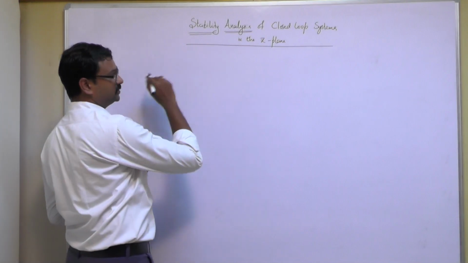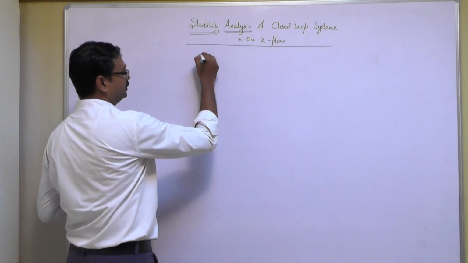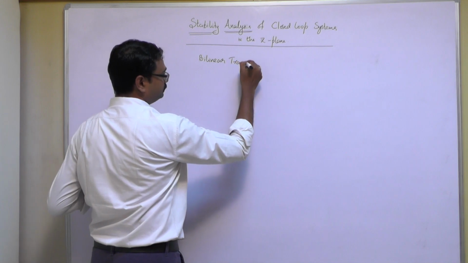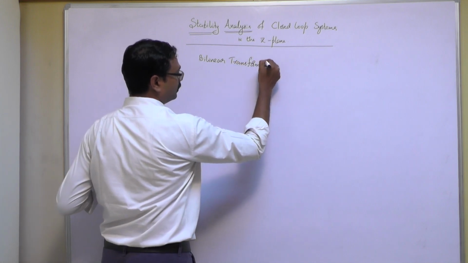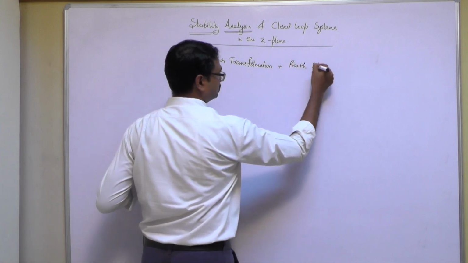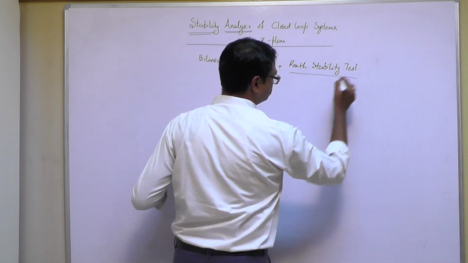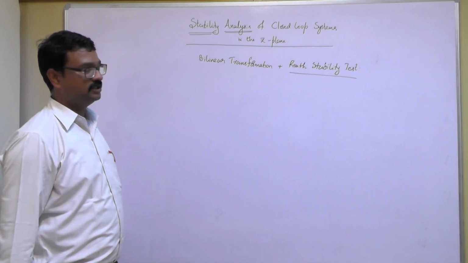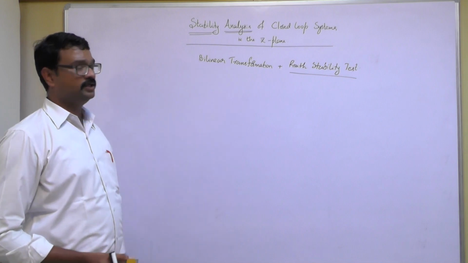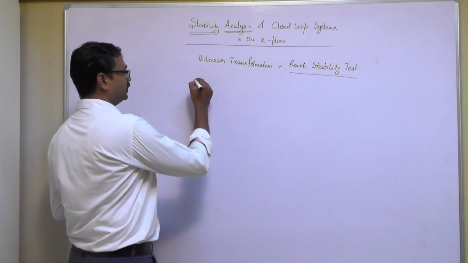Now let us go for the third stability test, which is nothing but the bilinear transformation plus Routh stability test. Routh stability test, in the continuous time control systems we have already studied Routh stability test, therefore we need not worry about Routh stability test in this class. Only thing is we need to understand what is bilinear transformation here.